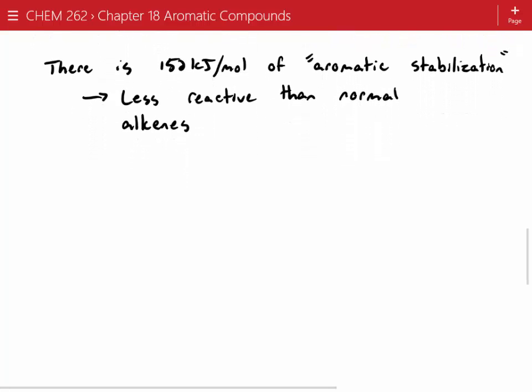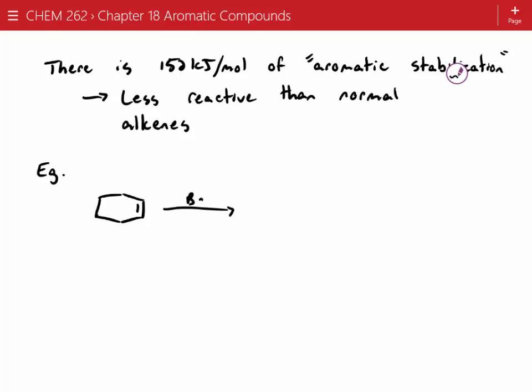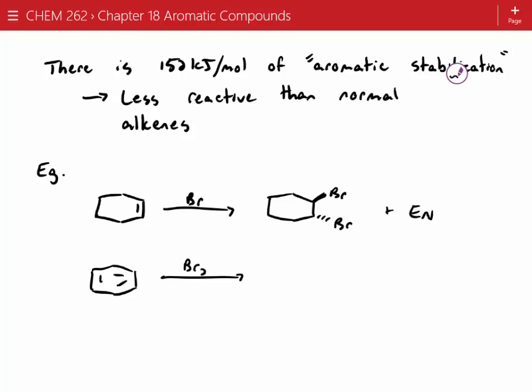So another way of thinking about this is if we had cyclohexene and we reacted this with bromine, we could get our brominated product where we add bromine across that double bond, and we would get an enantiomer. What if we did this with benzene? What do you guys think would happen?